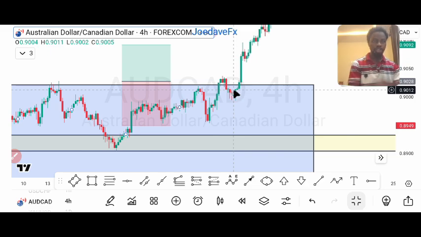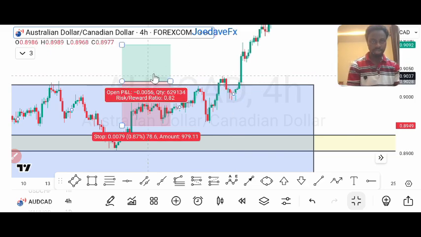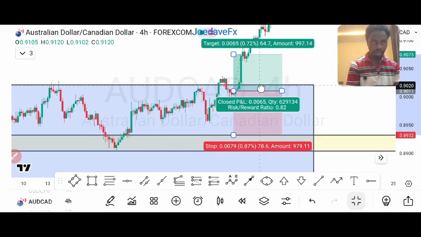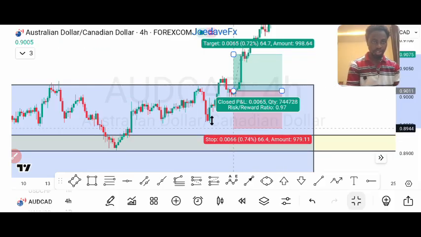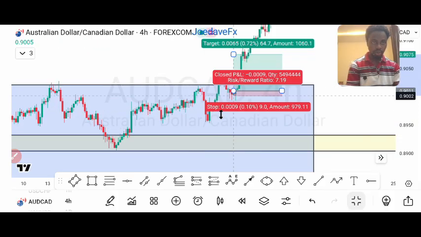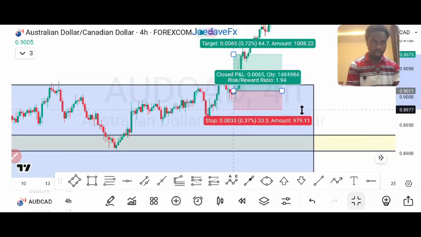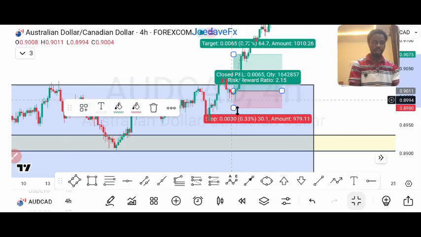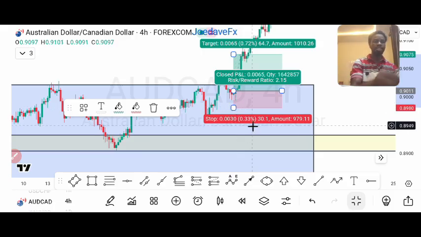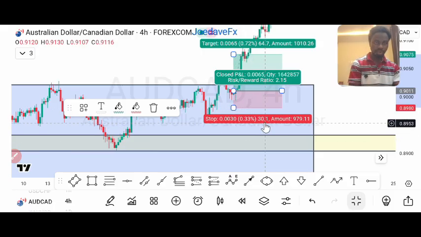So in this scenario, this is what I'm going to be using as my entry. All right. And now my stop loss is just to go below the last swing low I can see. So this is the 4 hour, and the last swing low is this one here. So I'll put my stop loss below that. And you can see instead of having a stop loss of 78 pips, now I have reduced it to about 30 pips. So you can see this 30.1.